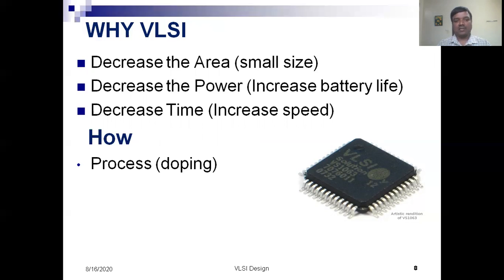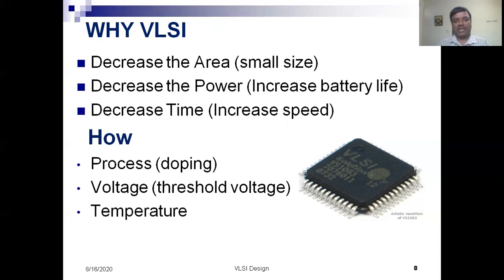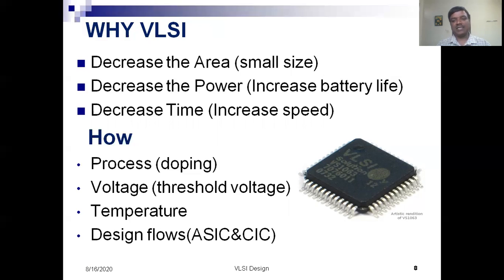One is the process, the doping process. The next one is threshold voltage. These are the variables. By changing any one of the parameters, we can achieve area, power, or time in VLSI chips. The other design flows are ASIC and CAC. ASIC stands for Application Specific Integrated Circuit. CAC stands for Customized Integrated Circuit. By using the ASIC design flow, we can fabricate analog and digital ICs, and with the help of CAC, we can fabricate analog ICs.